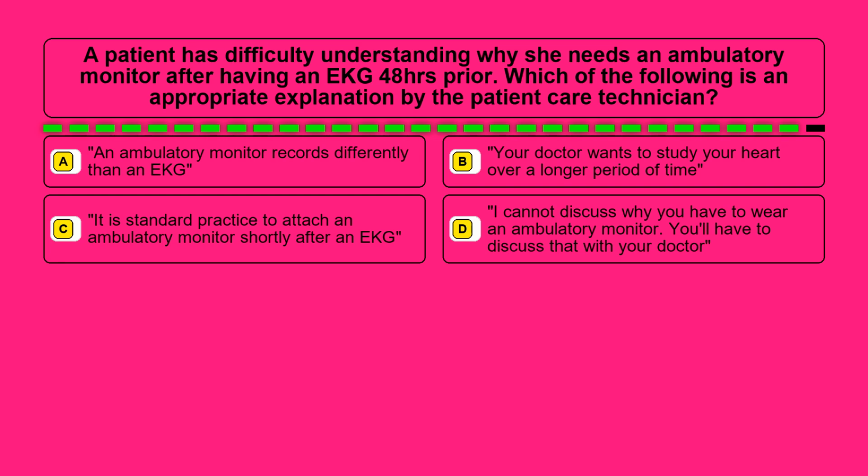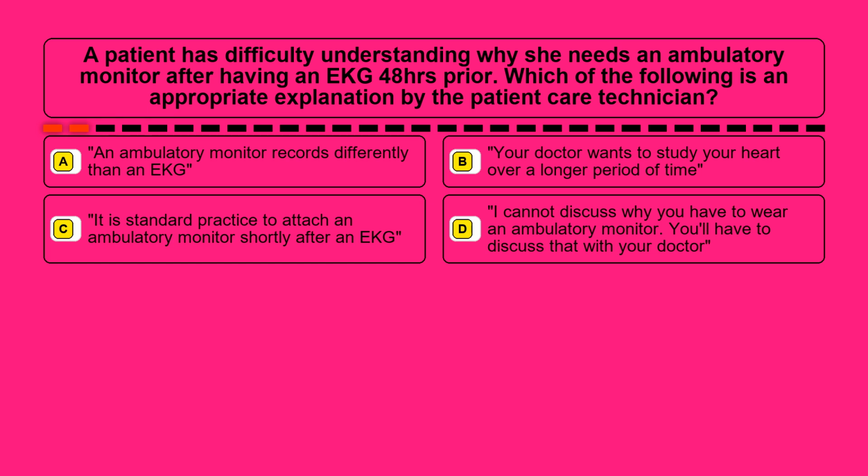Question 1. A patient has difficulty understanding why she needs an ambulatory monitor after having an EKG 48 hours prior. Which of the following is an appropriate explanation by the patient care technician? Option A, an ambulatory monitor records differently than an EKG. Option B, your doctor wants to study your heart over a longer period of time. Option C, it is standard practice to attach an ambulatory monitor shortly after an EKG. Option D, I cannot discuss why you have to wear an ambulatory monitor. You'll have to discuss that with your doctor.